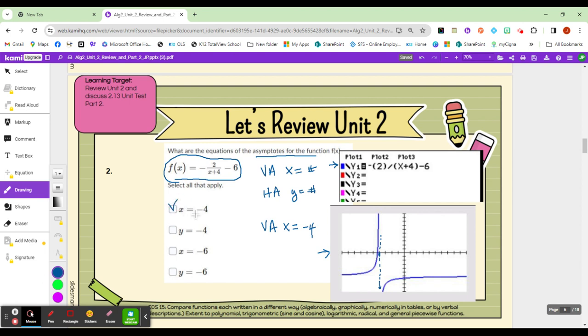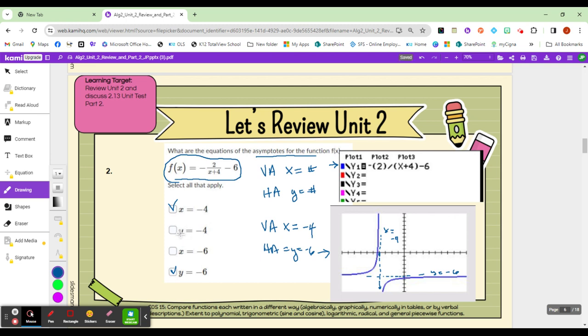So I'm going to check that one. Then it looks like there's a horizontal asymptote. 1, 2, 3, 4, 5, 6. There's a horizontal asymptote running through where y is -6. So this line is y equals -6. This line is x equals -4. So my horizontal asymptote would be at y equals -6. Then I would choose this one.